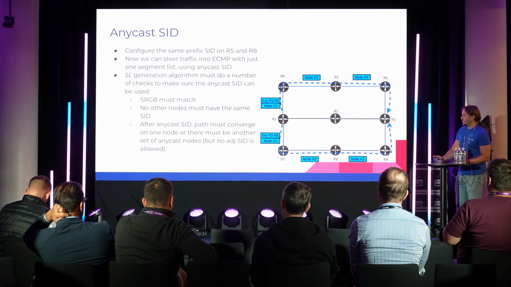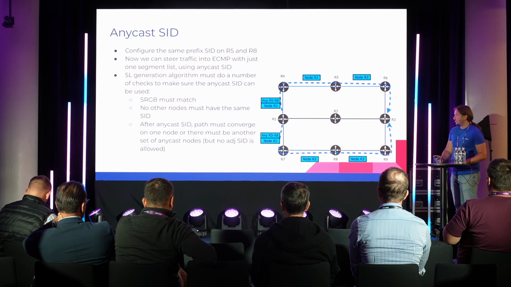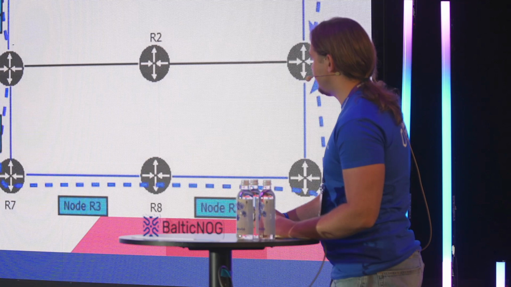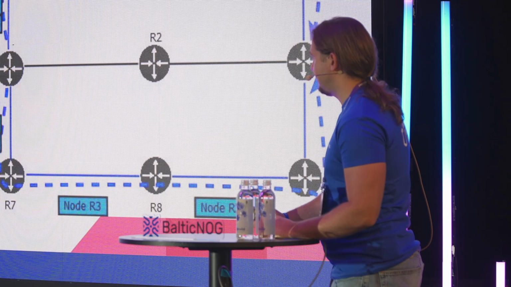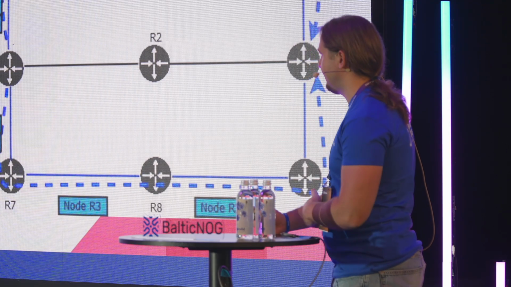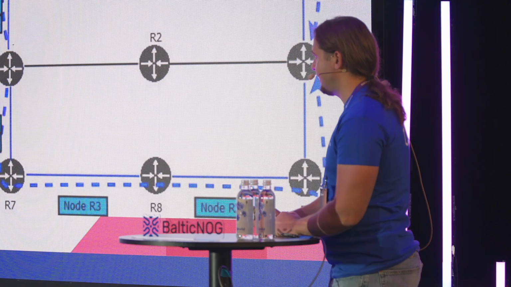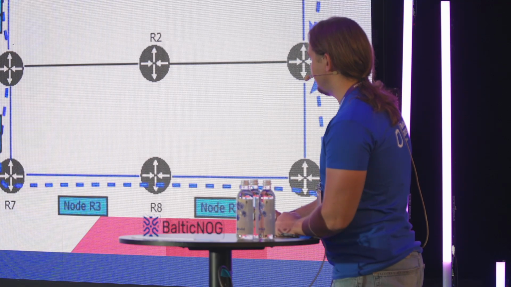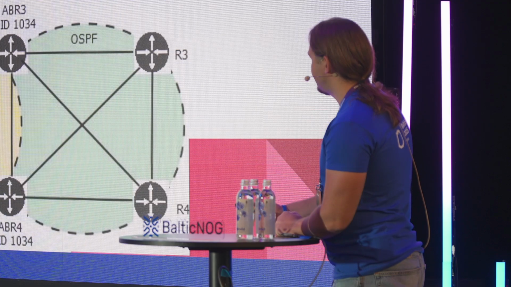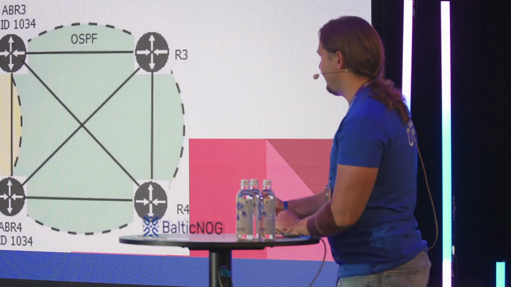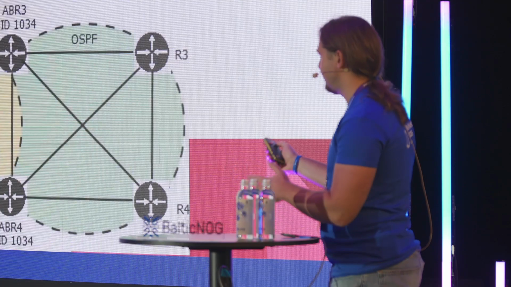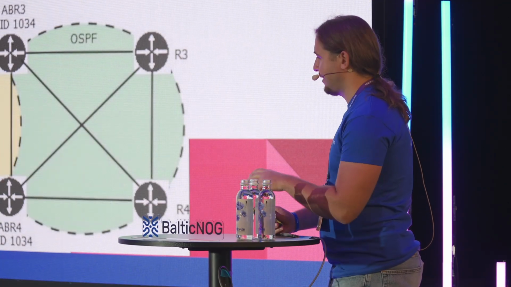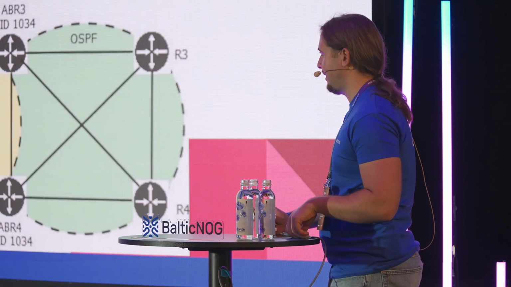Next is optimization of ECMP. Instead of generating multiple segment lists, we can configure the same prefix SID on different routers, which is called Anycast. And it is possible to optimize in some topologies. In some cases, it's possible to optimize from multiple segment lists to just one by using an Anycast SID. A common use case for Anycast SID is multi-domain topologies, where you can have ISIS or OSPF, and border routers that connect different topologies share an Anycast SID.